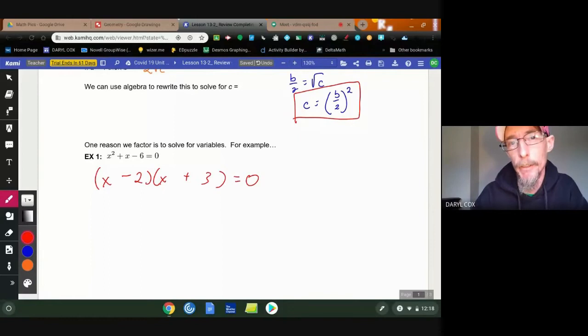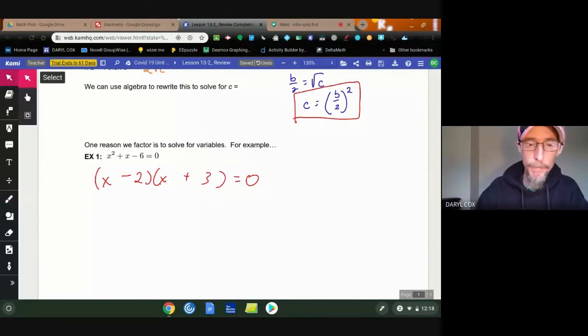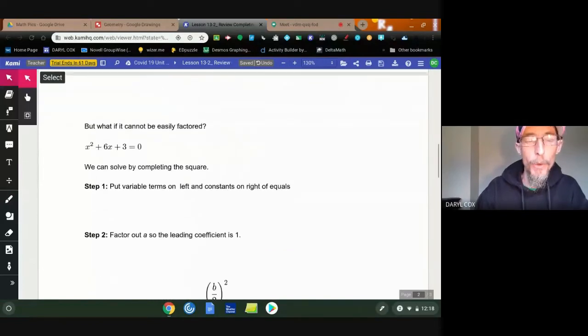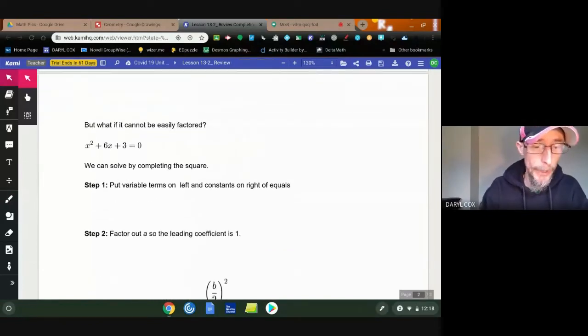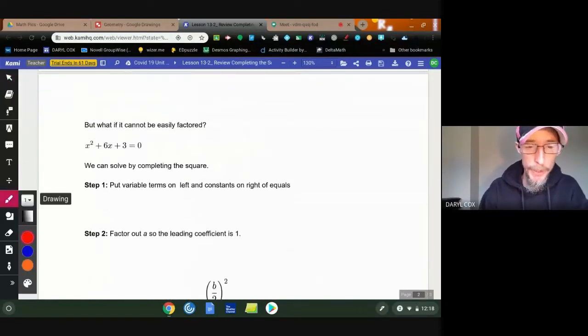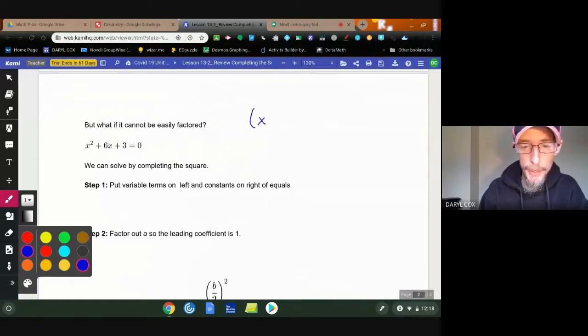Now that's an easy factoring. What happens when it's not so easy, though, okay? What happens if I can't factor it? If I were to try to factor this, I would say, okay, let's see, that's x and x. Only thing I know that makes 3 is 3 times 1. And positive, that means everything has to be positive, but that gives me 4x in the middle, and that's not what I want. So this does not work.